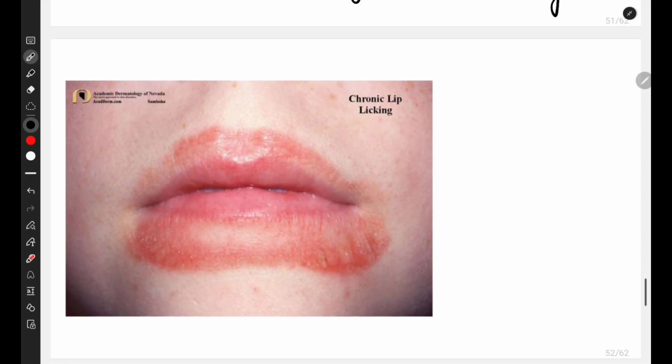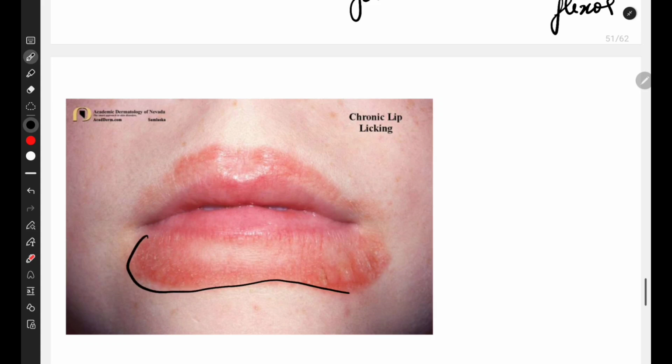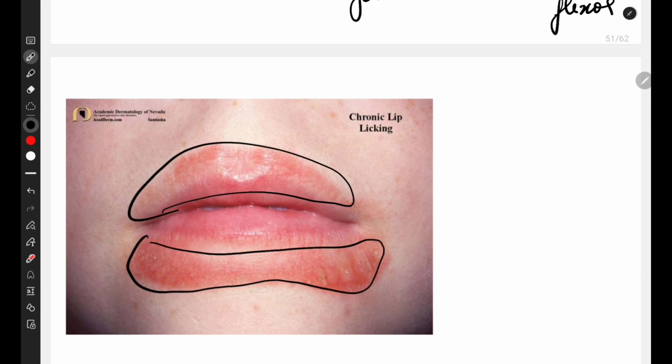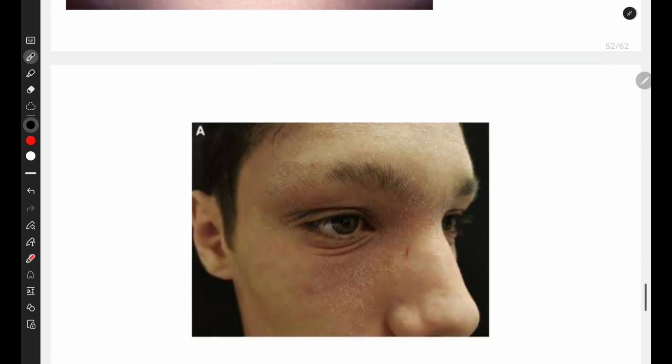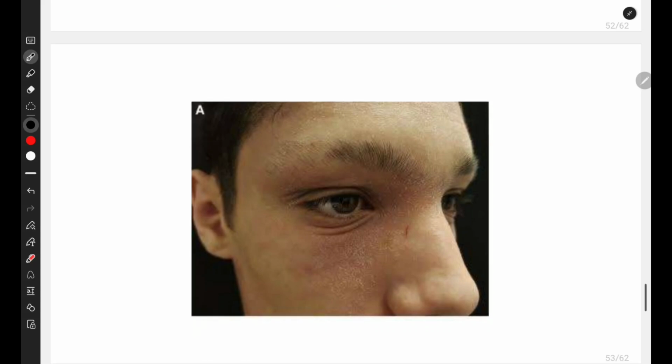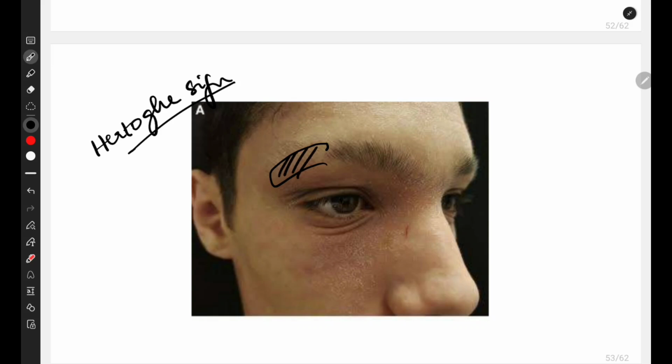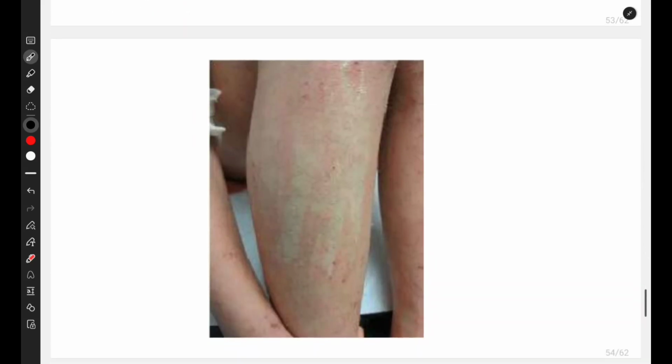Then there will also be irritation present along the lips. This is called the headlight sign. Then there is a sign called the Hertoghe sign, in which the lateral eyebrows will be lost due to repeated rubbing over that area, and there will be constant itching over that area. This is called white dermatographism.